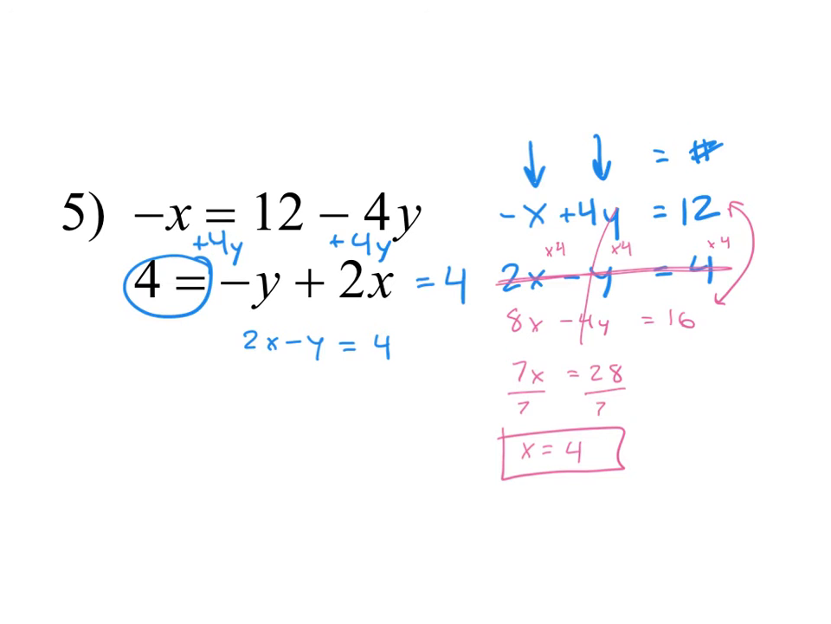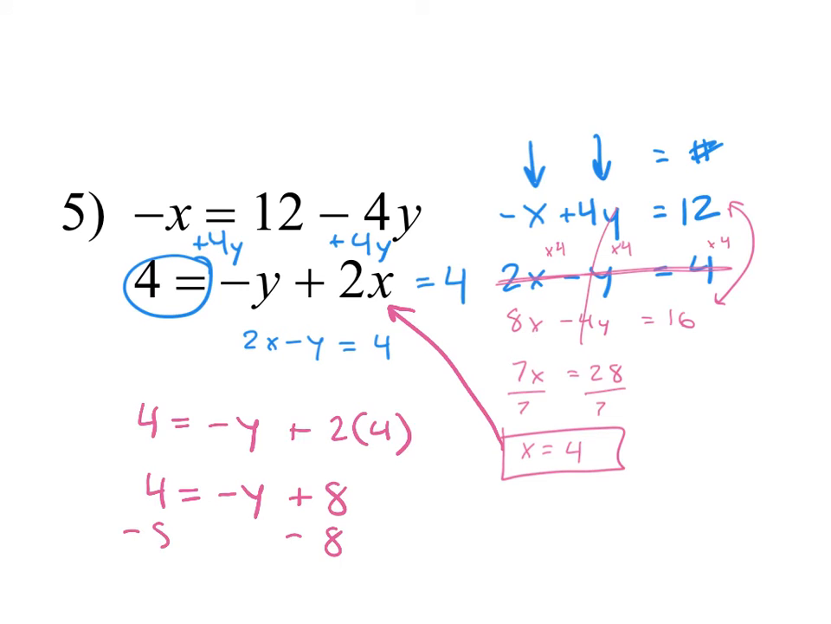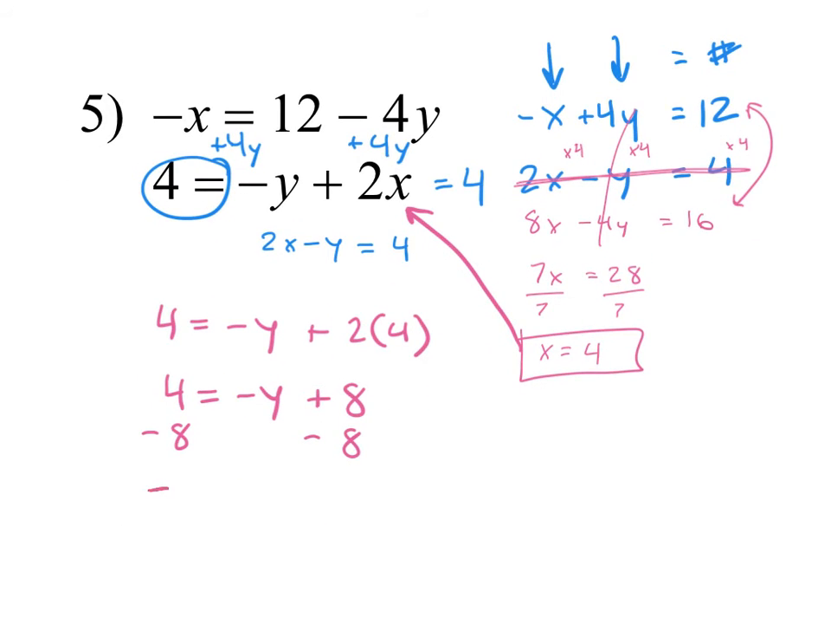What do we need to do to find y? Plug in for x. So I'm going to plug it into the second one. So I have 4 is equal to negative y plus 2 times 4. So 4 is equal to negative y plus 8. I can subtract 8 on both sides. So we get negative 4 is equal to negative y. What do we get for y?